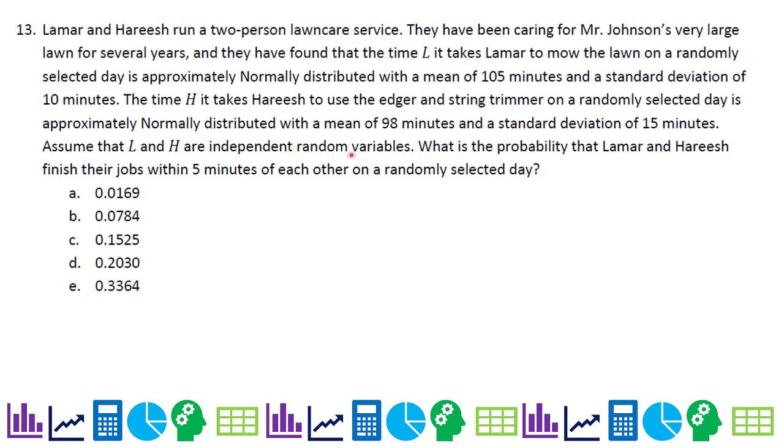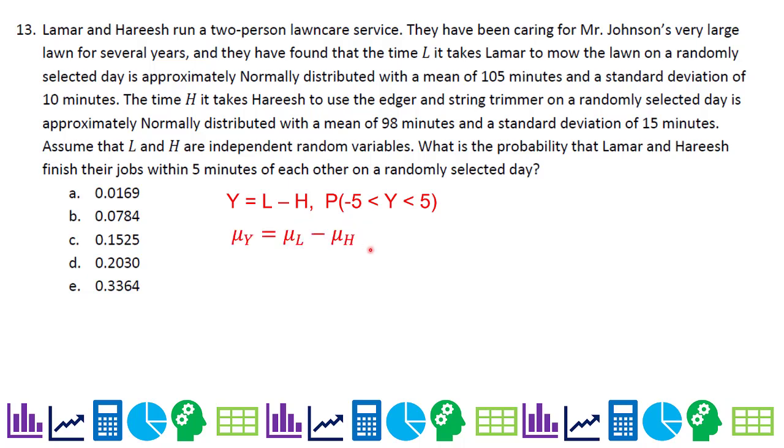What is the probability that Lamar and Harish finish their jobs within 5 minutes of each other on a randomly selected day? So if these are independent, then I can actually combine them using the rules. So this is like problem 12 on steroids. Not only do I have to find my standard deviation plus my mean, I also have to calculate a probability with it. So we have the difference is L minus H, and they're within 5 minutes of each other. So you could have from -5, so perhaps H is faster than L that day, or H is slower than L. So -5 to 5, that would be within 5 minutes of being the same, right?